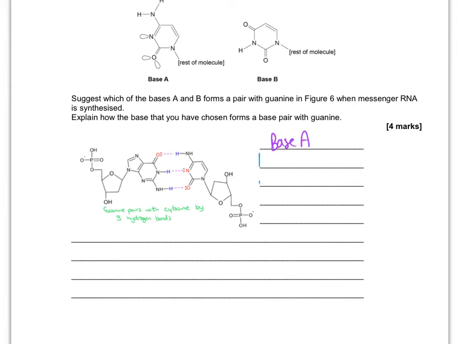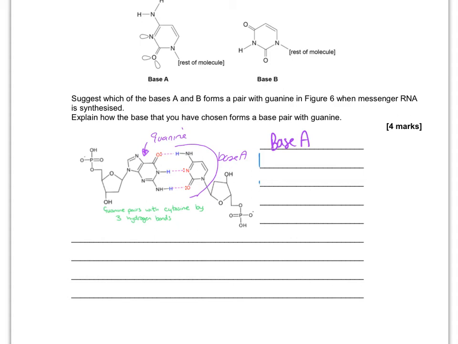And the reason for that is it looks like it's cytosine. So we've got this being guanine, and this is base A. And you can see that the top NH forms a hydrogen bond with the O of guanine. You've then got the nitrogen with the lone pair forming a hydrogen bond to the NH, and you've got the oxygen with a lone pair forming a hydrogen bond.